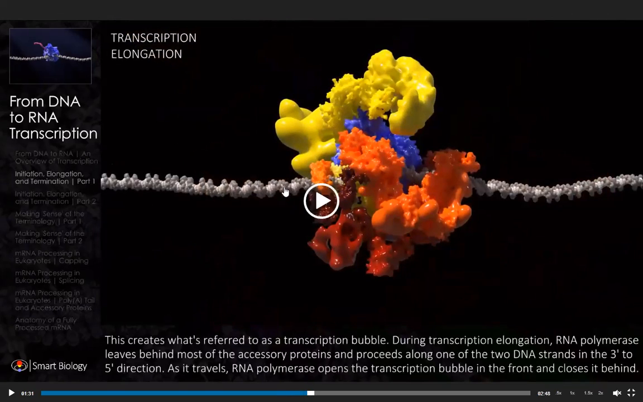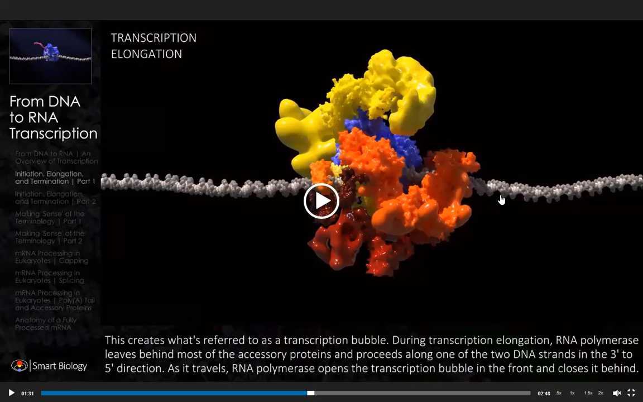So during the transcription elongation, this is the elongation phase now, the RNA polymerase actually moves independently of all of these proteins. These proteins are left behind. Some of them leave the complex, some of them are left behind on the DNA to mark the regions where the gene has already been transcribed. And then it proceeds along one of the two DNA strands in a 3 to 5 prime direction. So the new mRNA is synthesized in a 5 to 3 prime direction. That's something that you have to keep in mind.